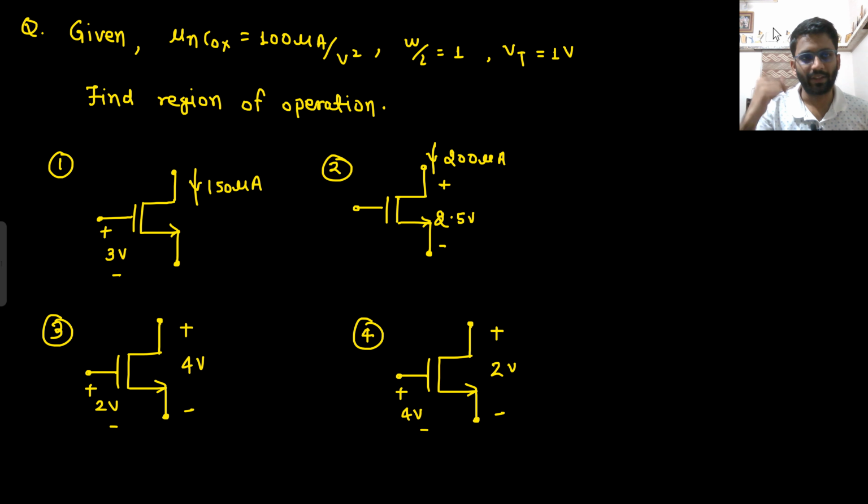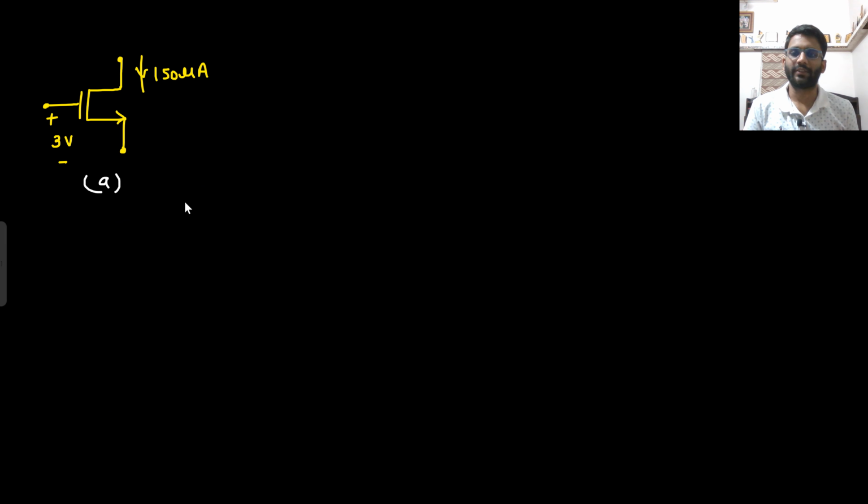Solve this problem on your own, then only see the solution. Pause the video and solve this. Yeah, so let's solve this problem. Here they have given the current direction. Current direction is downward. And one thing I know is that this is NMOS, because the arrow is outward. So I know this is NMOS because arrow is outward and current direction is given like this.